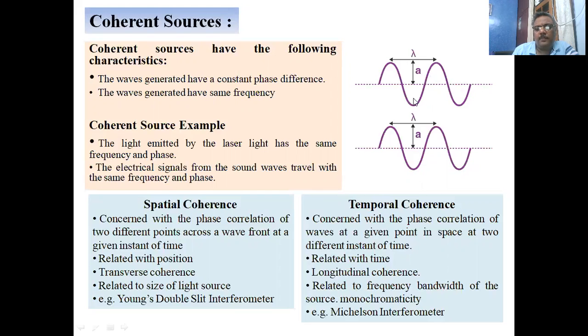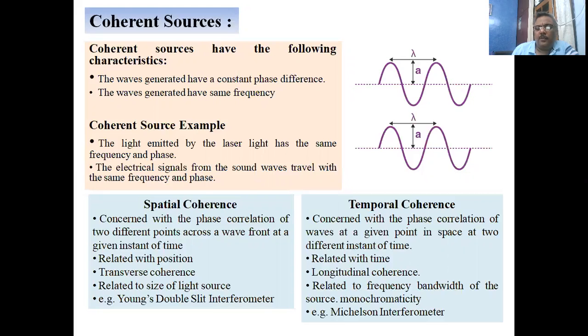Here are the two waves. You can see that the phase of this wave is the same as the phase of this wave. So these two waves have the same phase. And if there is a phase difference between the two waves, then that phase difference should be maintained. It should not change with time or space. And the two waves should also have the same frequency. So these are the two criteria: the first is the same phase or a constant phase difference, and the second is the same frequency. These two are the criteria for the two sources to be coherent.